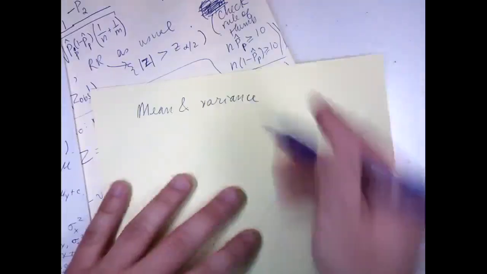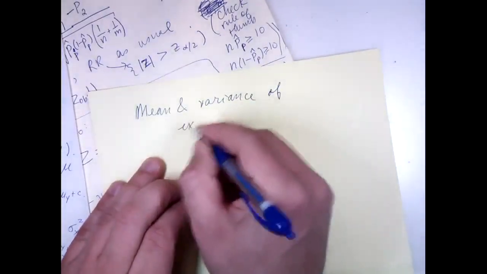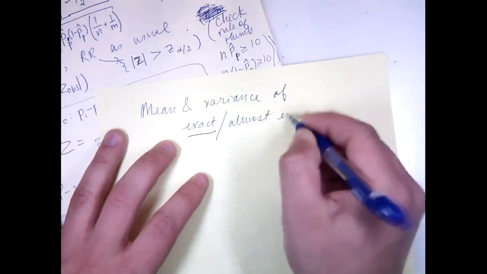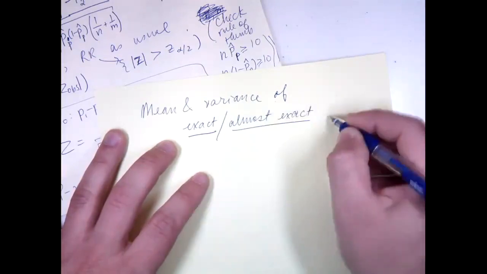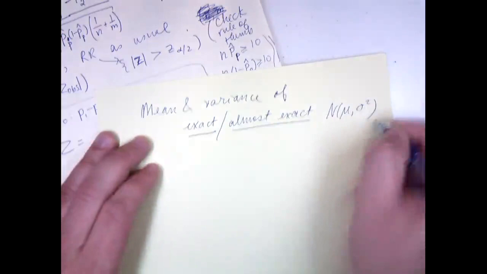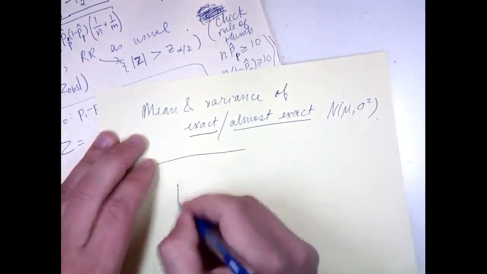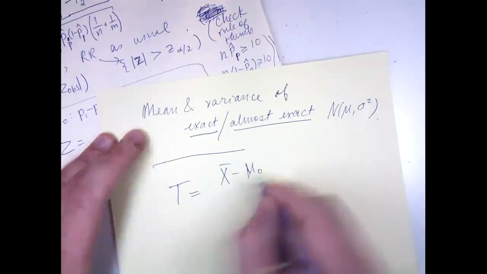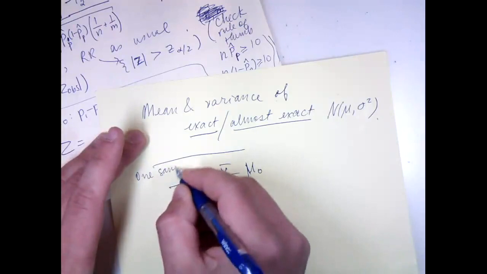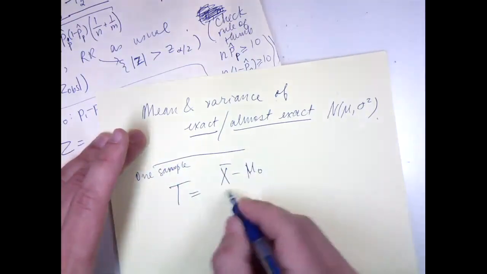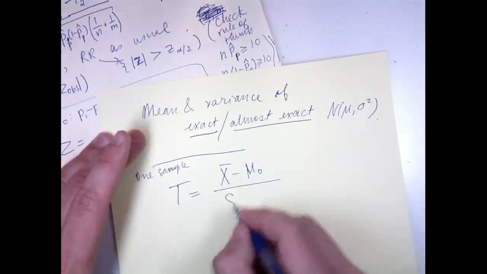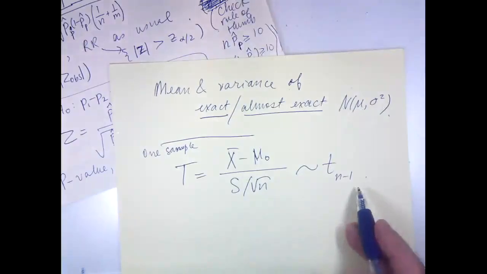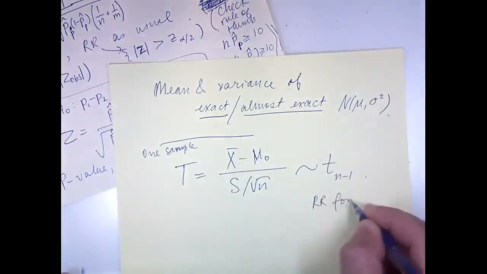So the mean and variance of exact. So if you do know that your things are exact or almost exact, so height data is not going to be exactly normal, but it's almost exactly normal, mu sigma squared. Then you have exact t distributions. T, which is x bar minus mu naught divided by s over root n, so in the one sample case. That is exactly t n minus 1 distributed. You have the quantiles of that, so you can do the rejection region from the tables.